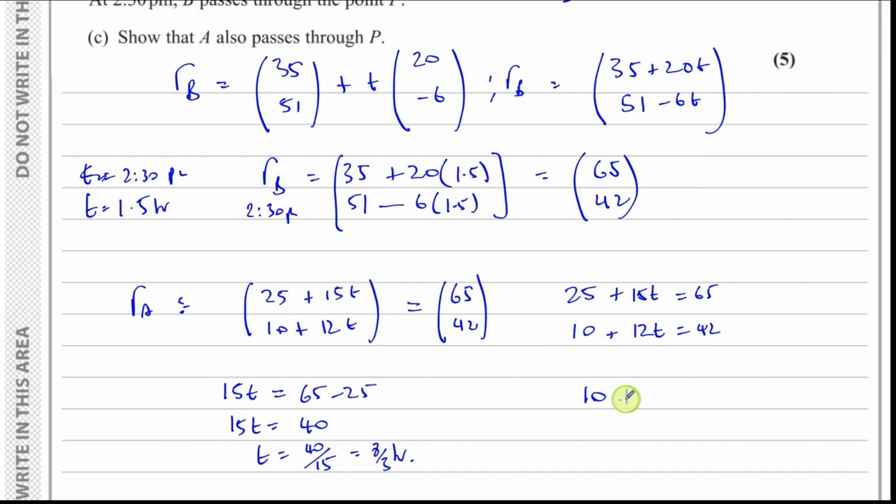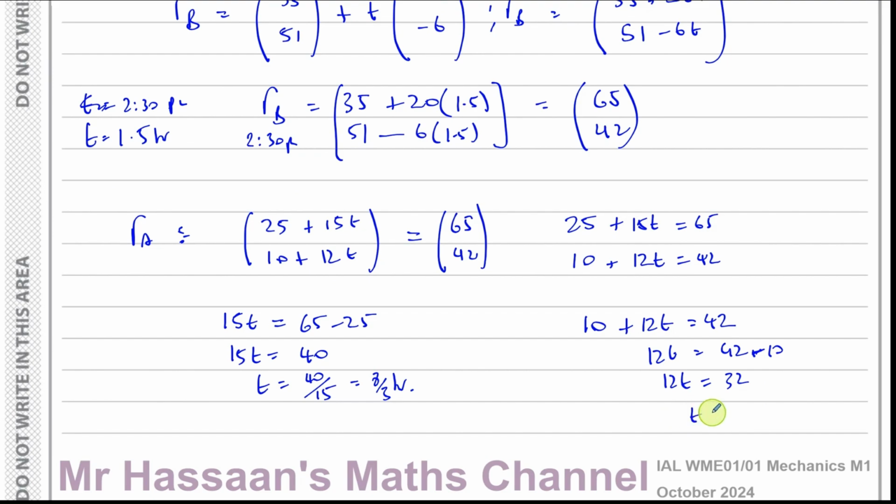So let's look at the other equation. 10 plus 12t is equal to 42. 12t is equal to 42 minus 10. So 12t is equal to 32. So t is equal to 32 over 12, which, if you divide by 4, you get 8 over 3. Okay, good. So t equals 8 over 3 in both i and j components.